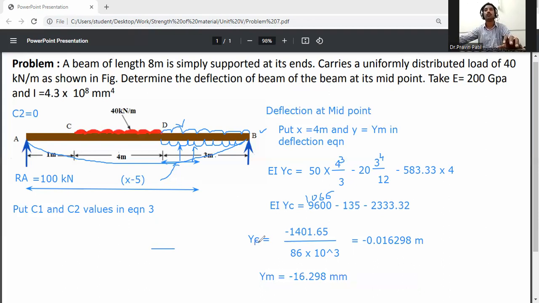So this one is ym, the movement at center, the midpoint. The movement at center will be minus 16.298. The minus sign means the deflection is going in the downward direction, so the deflection at midpoint is minus 16.298 mm downward.